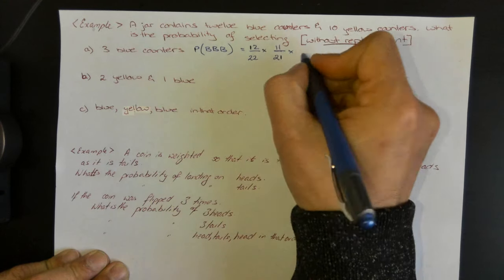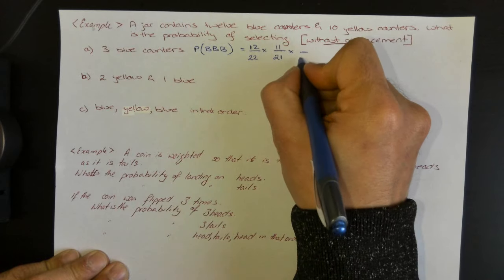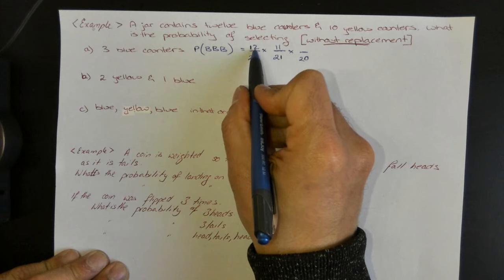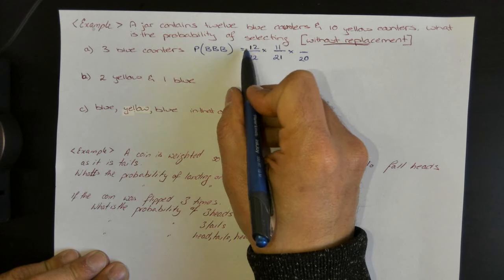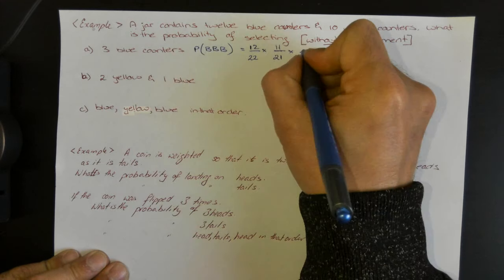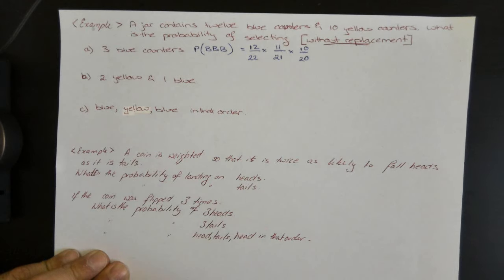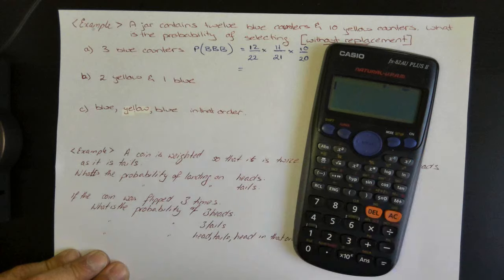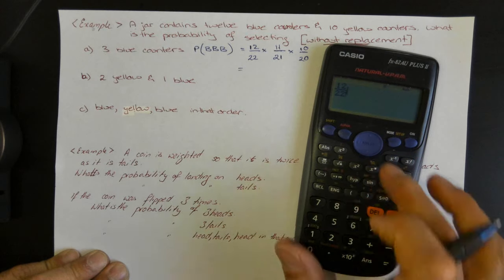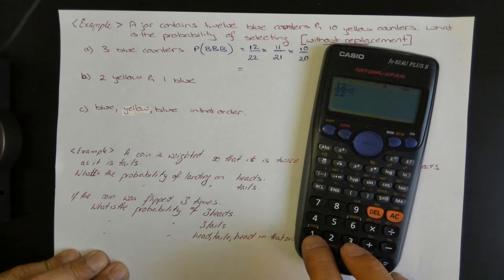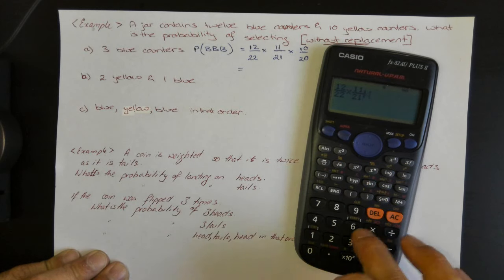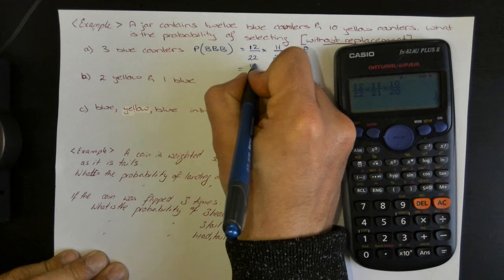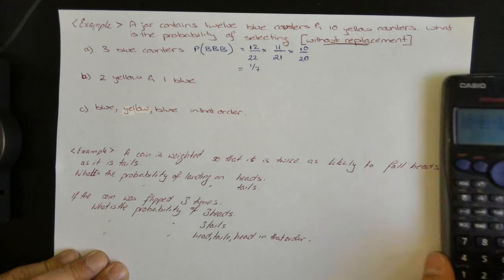So I've taken out 2 counters. I should only have 20 counters in the jar left. If I got 12 to start with, I got 1 blue, got another blue, so I only have 10 more blue counters there. So 12 over 22, times 11 over 21, times 10 over 20, I get 1/7.